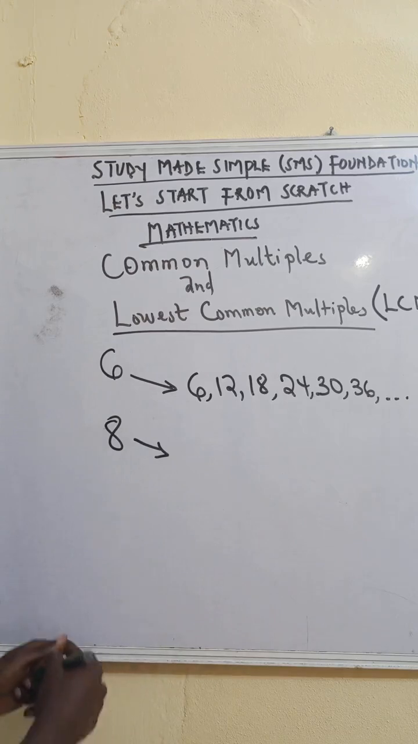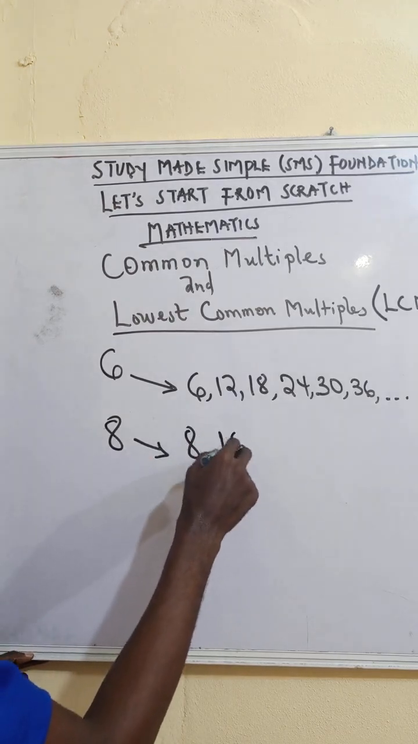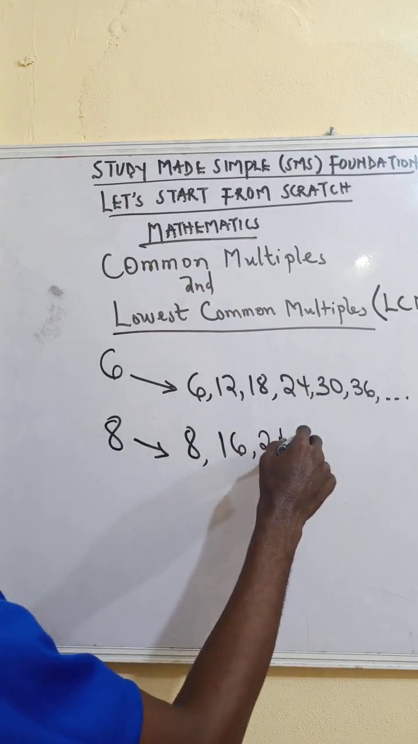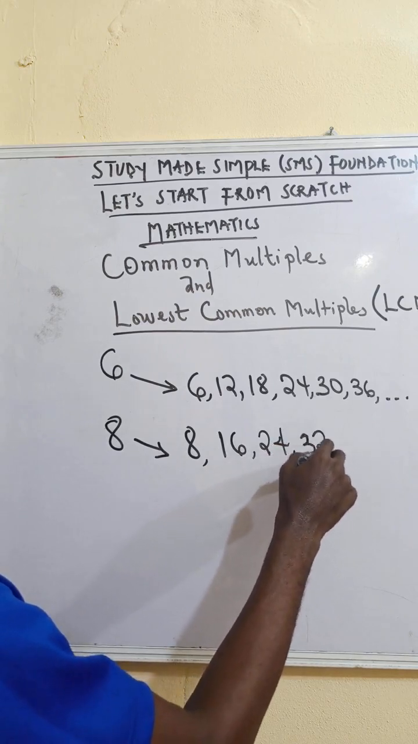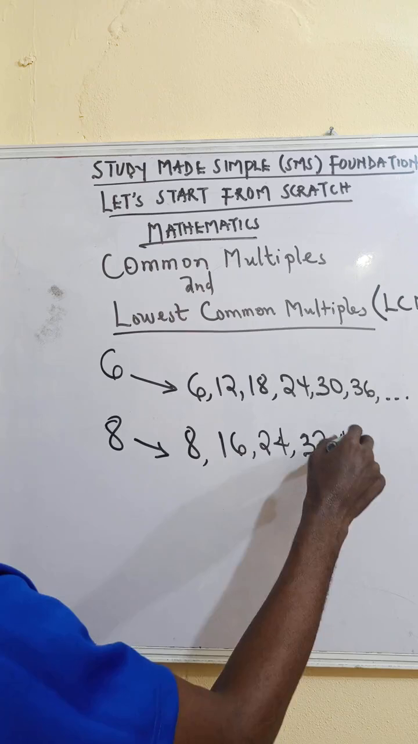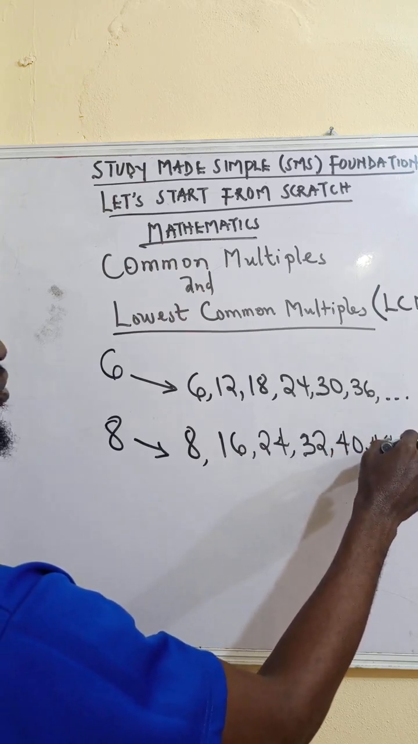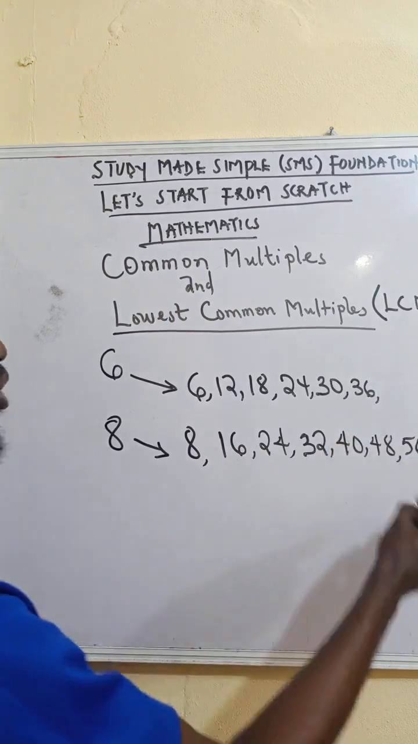What is 8 times 1? 8. 8 times 2, 16. 8 times 3, 24. 8 times 4, that's 32. 8 times 5, 40. 8 times 6, 48. 8 times 7, 56, and so on. Let me extend this more.